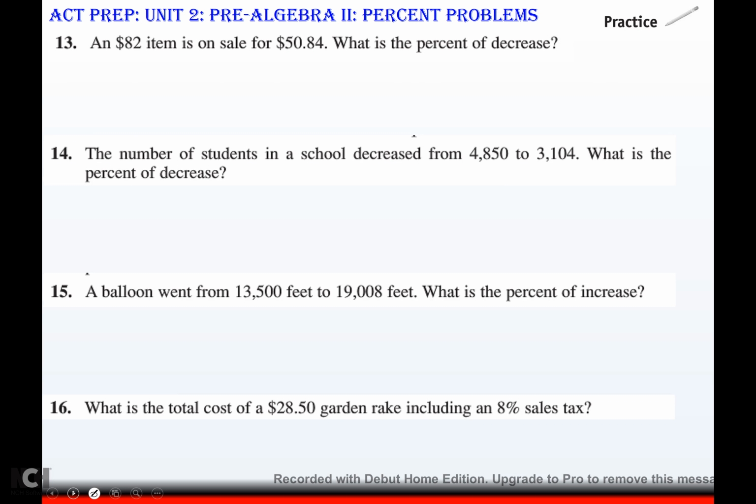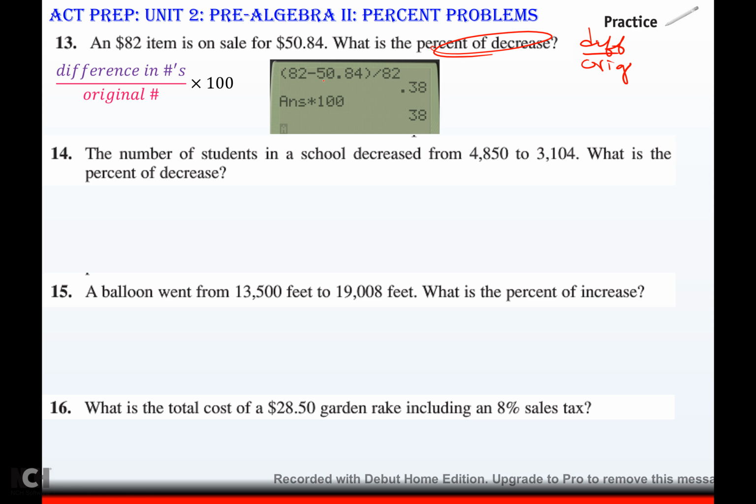13. An $82 item is on sale for $50.84. What is the percent of decrease? Magic words again, that's difference divided by original. So when I take the difference, I use my parentheses. 82 minus 50.84, and the original was 82, so divide by 82, you get 0.38. Multiply by 100 to turn it to a percent, or just move it 2 places over, and I get 38%.